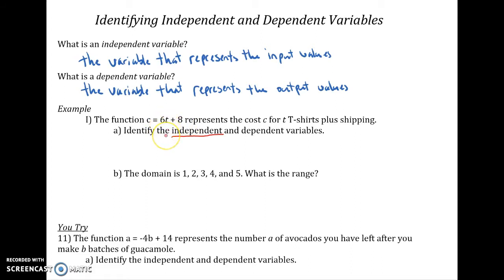We can decide, I want to buy 7 t-shirts, I want to buy 12 t-shirts, and then what am I going to have to pay you for it? Or you can look at the equation and say, well, hey, look at this. T is being operated on, right? I'm multiplying T by 6 and adding 8 to it to create this brand new piece of information, C, which is the output. So the independent variable here is T.